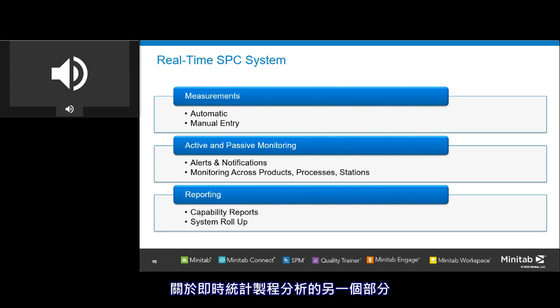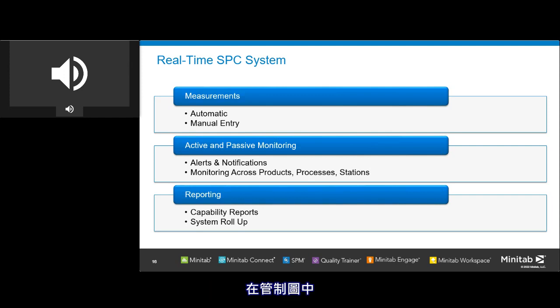The other component of a real-time SPC system is the monitoring. I need to be able to monitor in real time. If I want to be on the floor looking at the screen as data is coming in, that's great. But if I'm in another manufacturing plant or in the office, I still want to receive notifications and alerts, and I want to be able to control those alerts. So for one process, I might want to know when it's out of specification, specification being the limits of how the product is supposed to perform. I also want to get alerts on out of control.